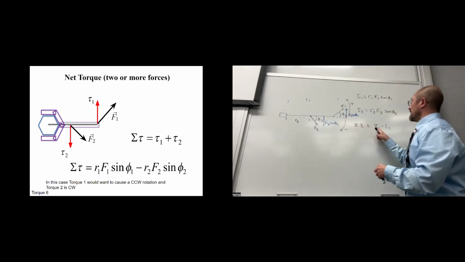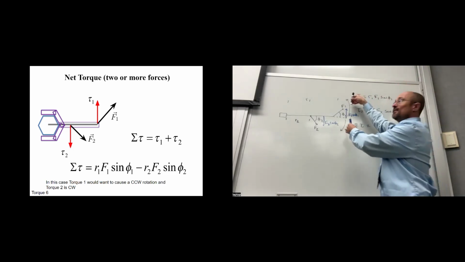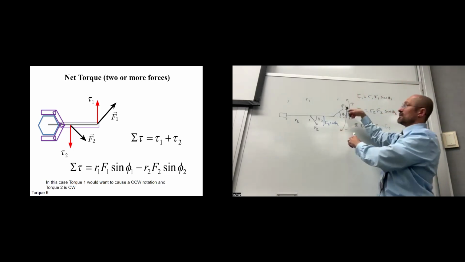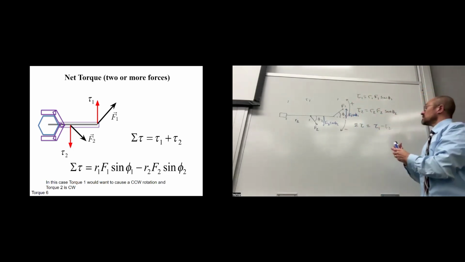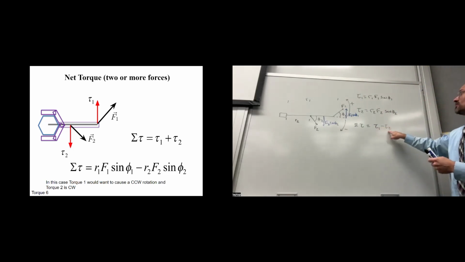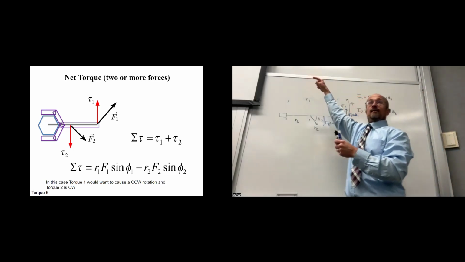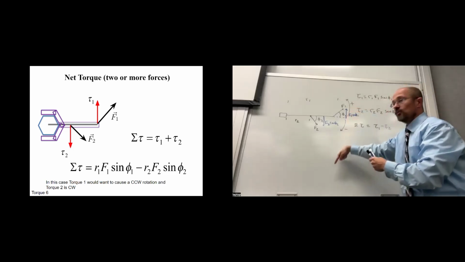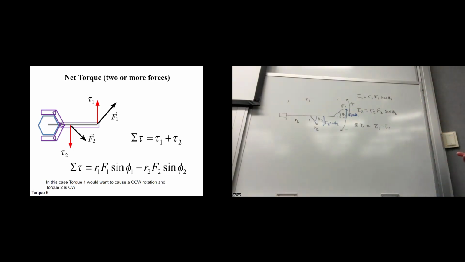What we're looking at is torque 1 wants to push the box to the right, torque 2 wants to push the box to the left, except now it's going to cause it to spin instead of slide across the surface. So if torque 1 is larger than torque 2, we start to rotate that way. If torque 2 is larger than torque 1, we start moving this way. And if torque 1 equals torque 2, the object just stays still.